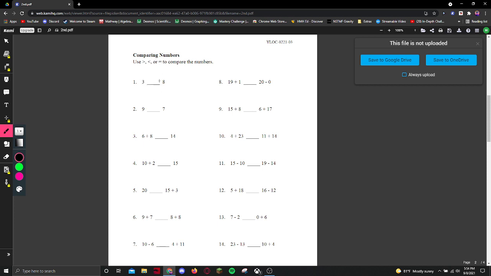What do we already know about 3 and 8? Is 3 equal to 8? Well, that's certainly not true, and it's not that 3 is greater than 8. So therefore our answer is 3 is less than 8.